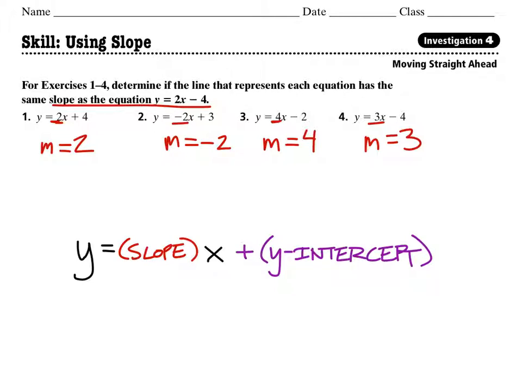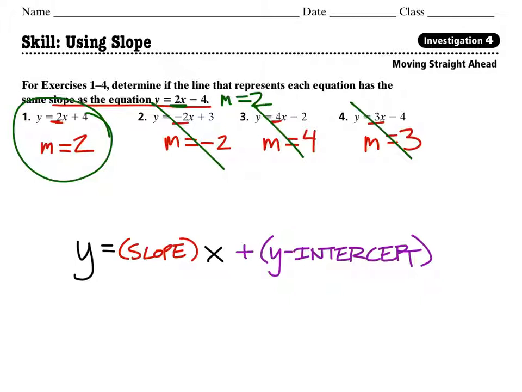In the original equation, the coefficient of x was 2. So only one of these has a matching slope, and that's number 1. Number 1 has a matching slope of 2. 2 is close, but it's a negative. 3 is not 2, and 4 does not have a slope of 2 either.